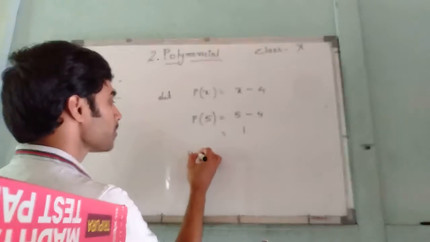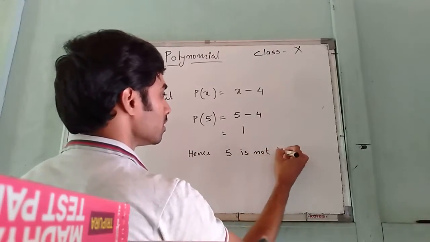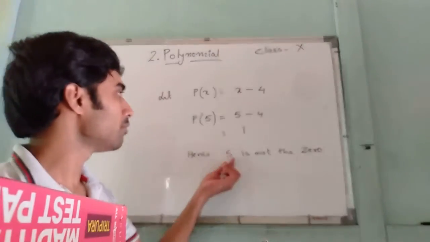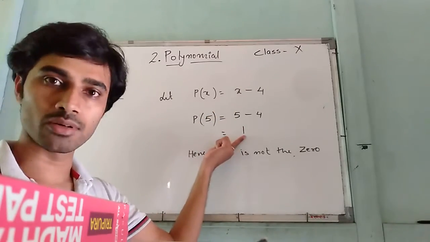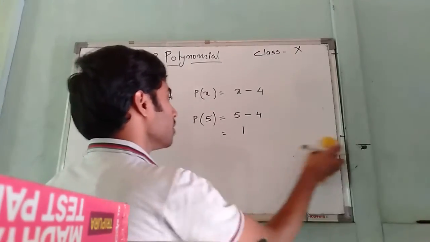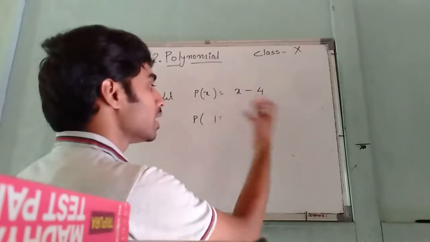Hence we can say, 5 is not the zero. Why is 5 not the zero? Because when we are putting 5 in place of x, we are not getting 0. This is not 0. That's why 5 is not the zero. So what value will we put in place of x so that the answer will come 0?